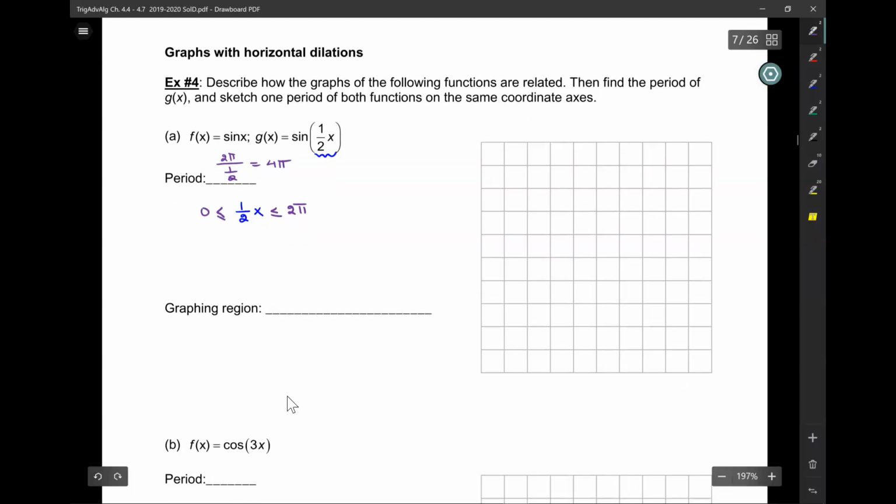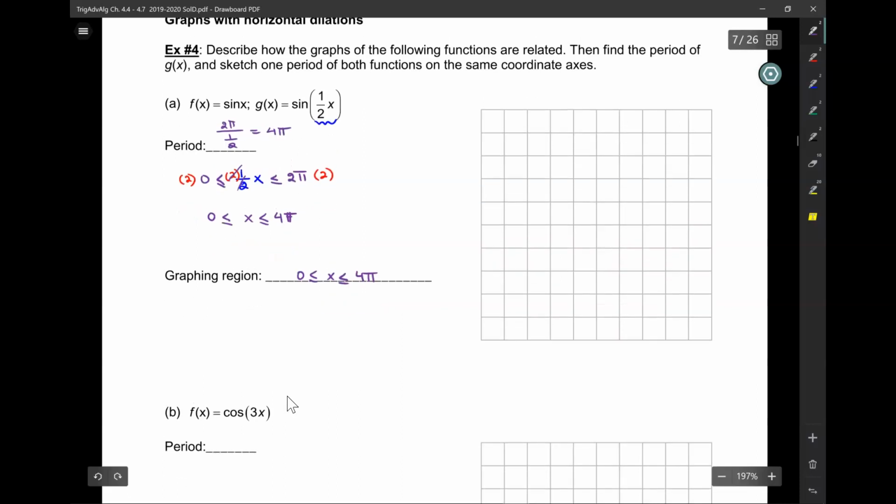Now we need to solve this for x. So I need to get rid of the half, meaning I multiply by 2 on all sides, just like we did in algebra. The 2 and the half go away. Then I have 0, x, 4 pi. Okay, so that is my graphing region. So when it says graphing region, it's 0 to x to 4 pi.